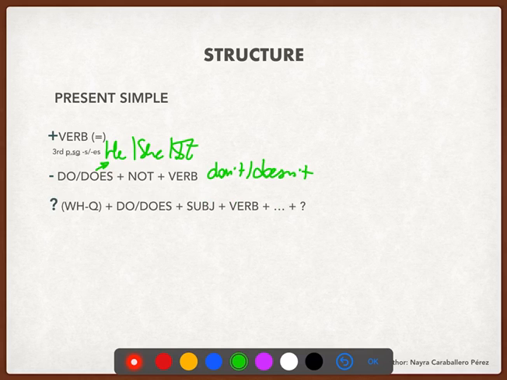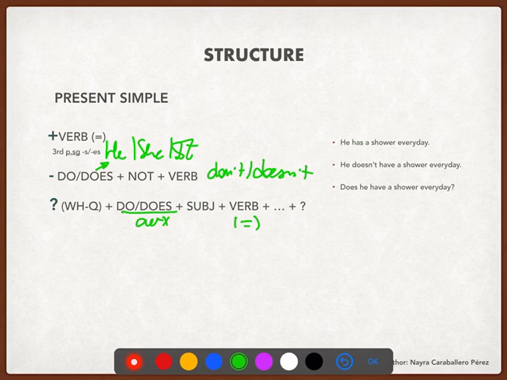And the question. Remember the formula. And here the auxiliary verb is do or does. And the verb goes the same way. We don't add any s or es, as in the negative form. Okay. For example, here we have 3 sentences. The first one, he has a shower every day. He doesn't have a shower every day. Does he have a shower every day?